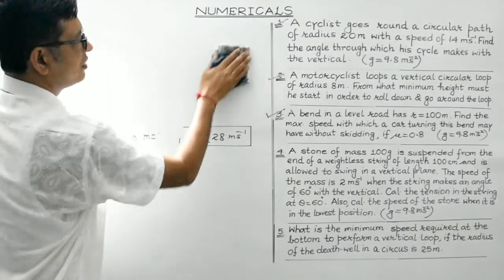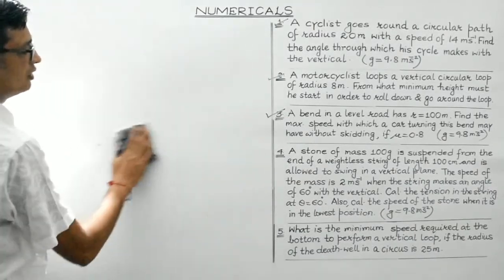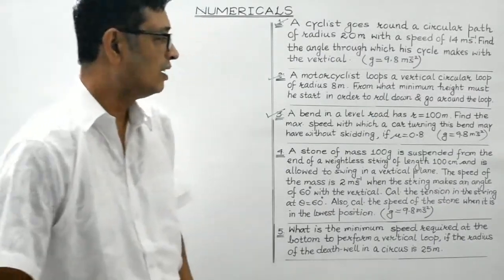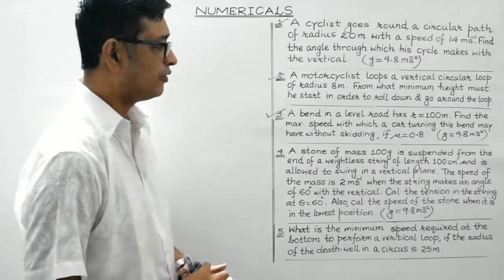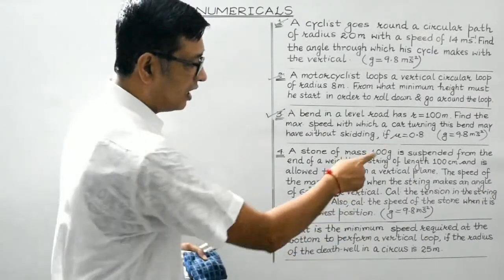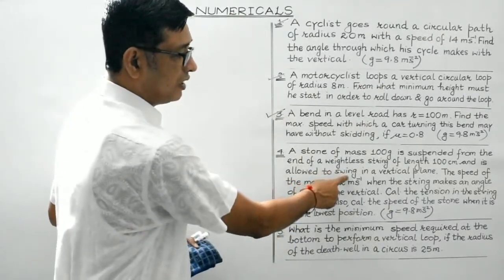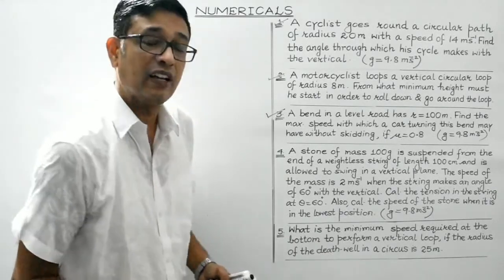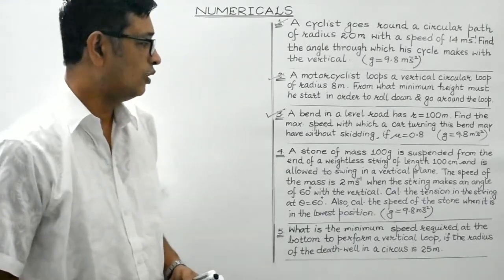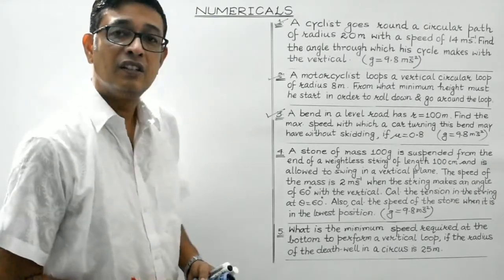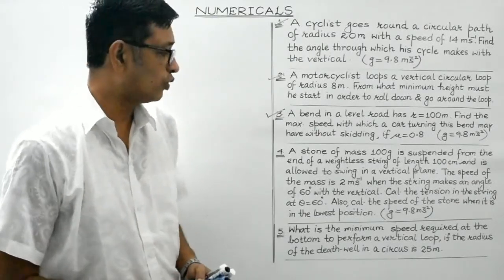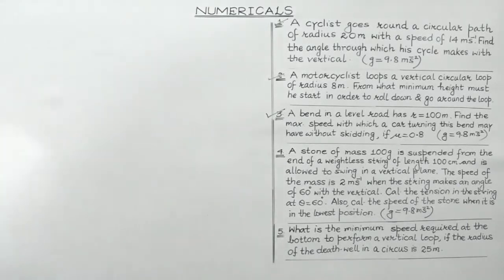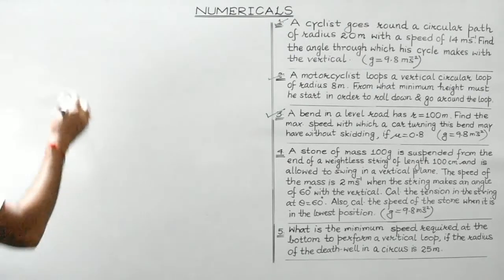Fourth question is related to the vertical circular loop. A stone of mass 100 gram is suspended from the end of a weightless string of length 100 centimeter and is allowed to swing in a vertical plane. The speed of the mass is 2 meter per second when the string makes an angle of 60 degree with the vertical. Calculate the tension in the string at angle of 60 degree, and also find the speed of the stone when it is at the lowest position. This is a good question, so let's try to attempt it.